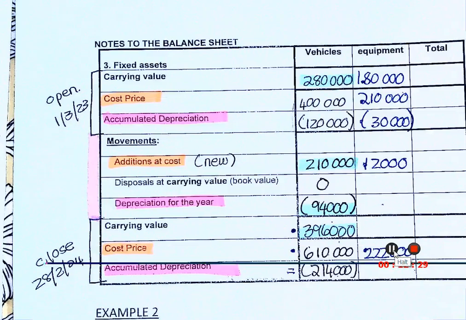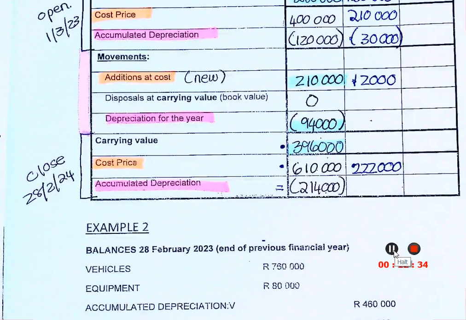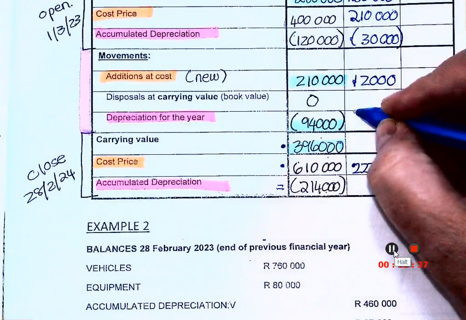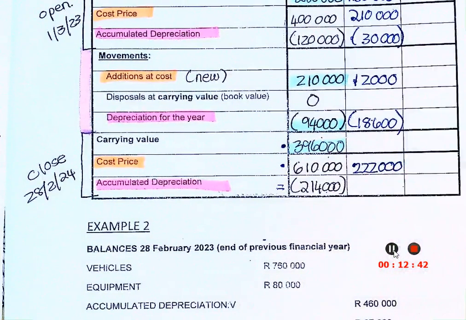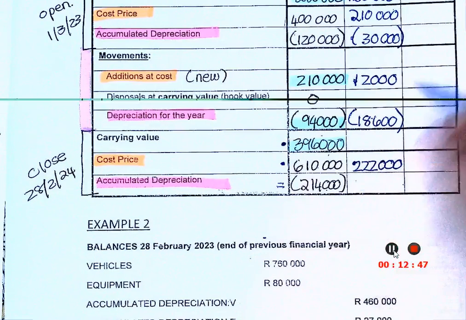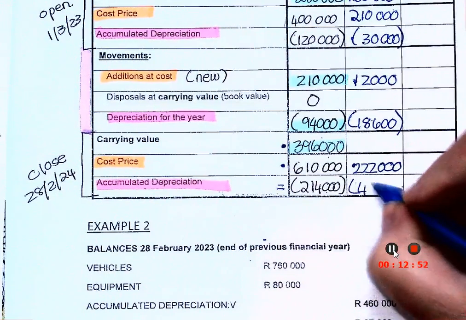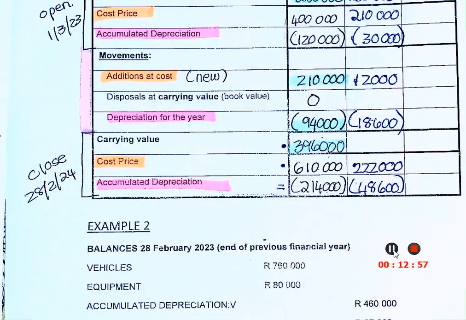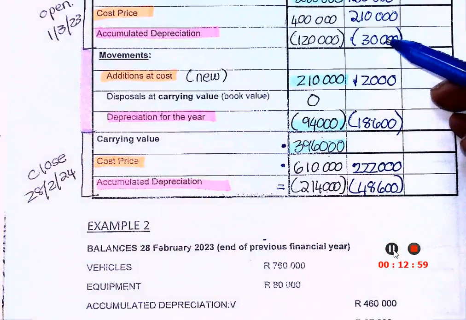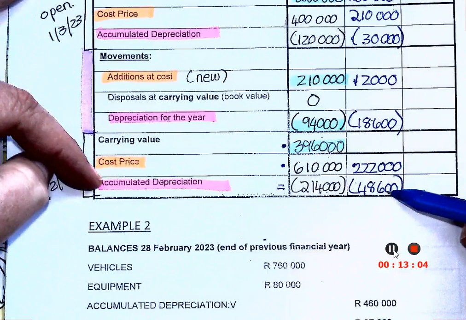So now if I look at this, let me just move that up a bit. My depreciation, I calculated 18,600. Okay? My accumulated is going to be the 30 plus the 18. It gives me 48. The 30, can you see the pink? The 30 plus the 18 gives me the 48.